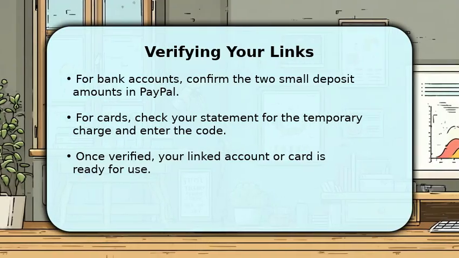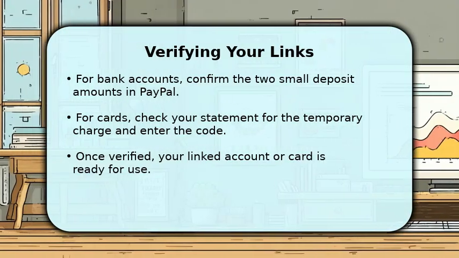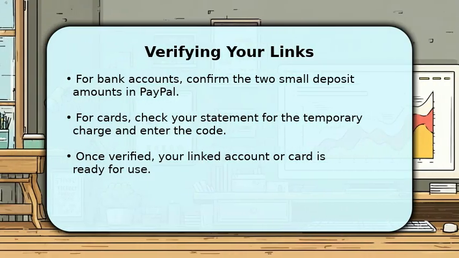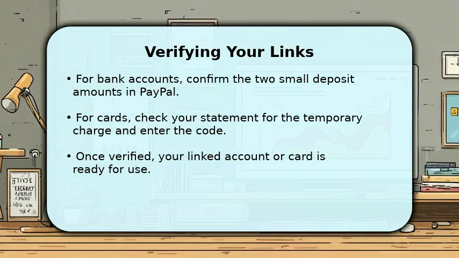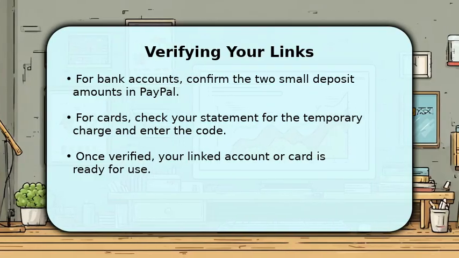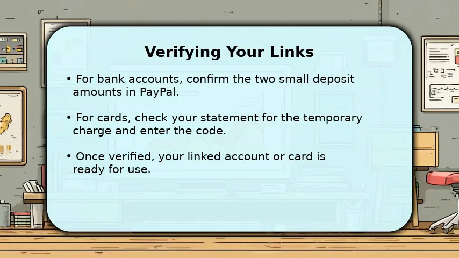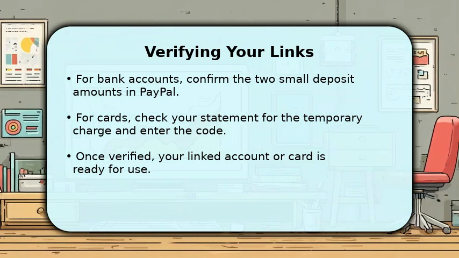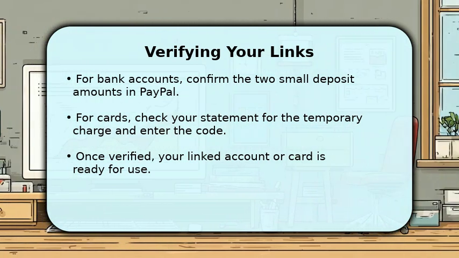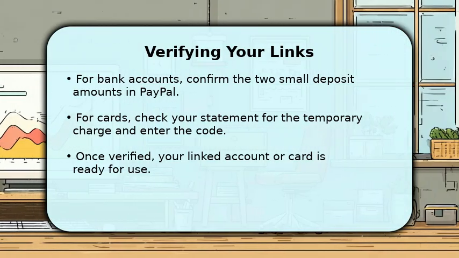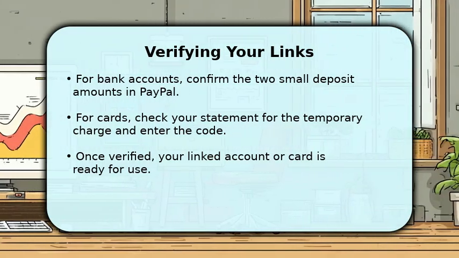After linking, verification is crucial. For bank accounts, once you see the 2 small deposits in your bank statement, return to PayPal and enter those exact amounts to confirm. For cards, find the 4-digit code next to the temporary charge on your statement and enter it in PayPal. Once verified, your linked bank account or card is fully active and ready for secure online payments and transfers. You can link several accounts.